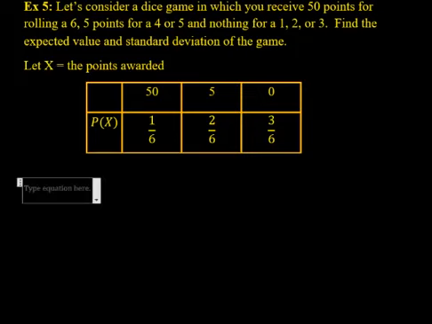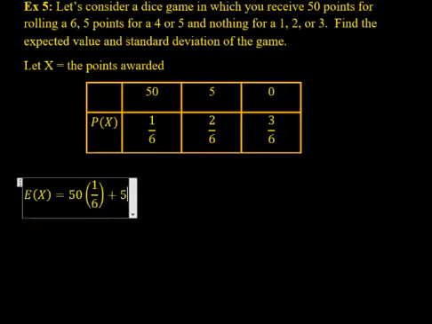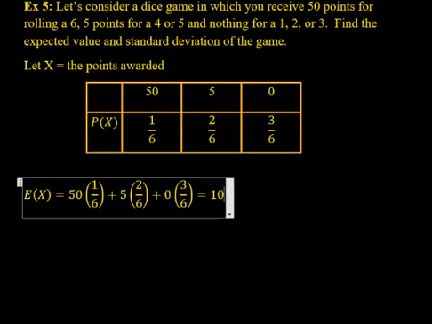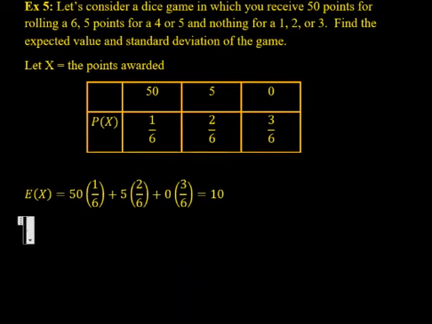So the expected value of our random variable x, so E of x, equals 50 times 1/6 plus 5 times 2 over 6 plus 0 times 3 over 6, which comes out to be 10. So now let's find the standard deviation of x, which will be the square root of the variance.